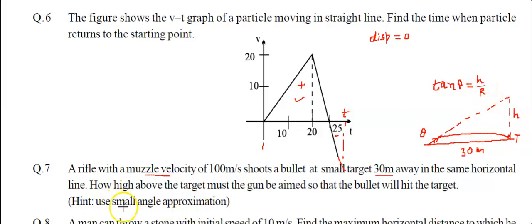Moreover, it says small angle approximation. In case of small angle approximation, you'll find tan theta is approximately equal to sine theta. So what you can do is find sine theta and equate it with tan theta, because sine theta and tan theta are approximately equal when theta is small. This approximation will avoid some calculation and make it simpler, and you can find the answer after solving this.